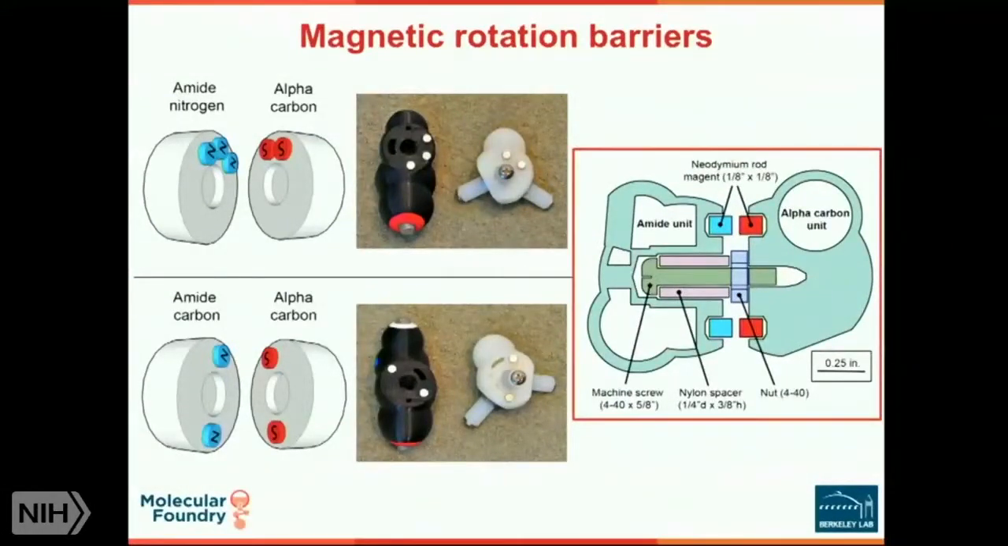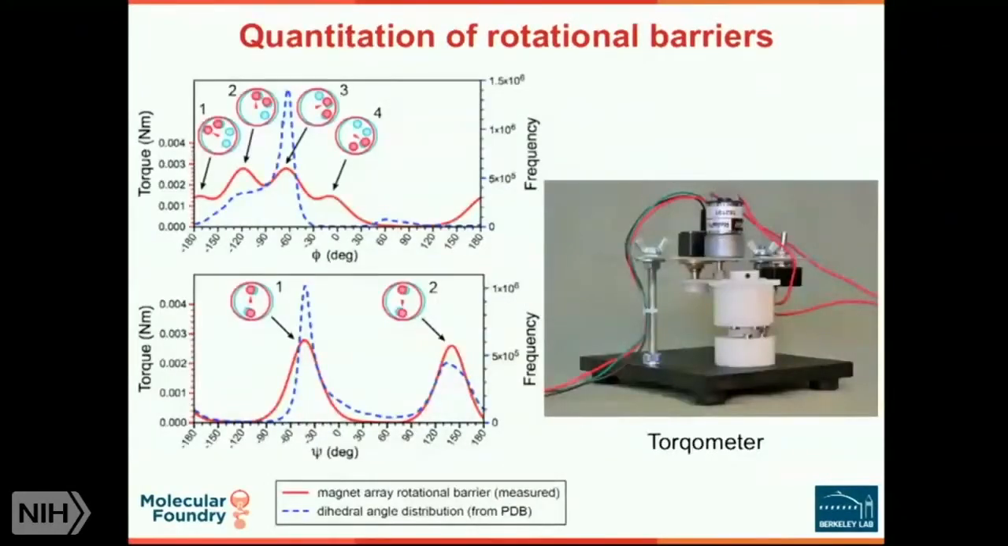Here you can see the amide unit is this piece, and the alpha carbon unit is this piece. When we mate them together, there's this free spinning bearing, but these magnets are held pretty close to each other and prefer certain angles. We actually went to the trouble of quantitating this to make sure that it was roughly approaching what we see in the Protein Data Bank.